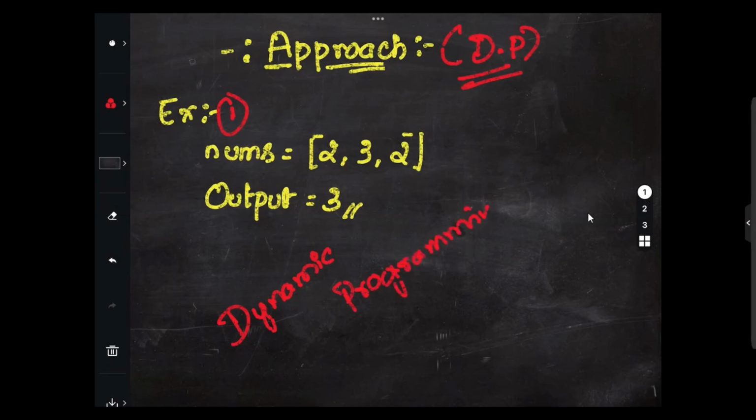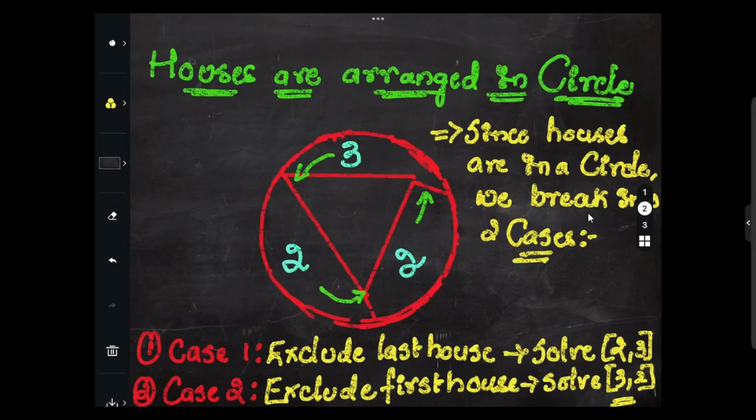The question that I have considered is the first one that they have given, so that it will be easier to understand. We have three houses here, right? This is index 0, this is index 1, and this is index 2. The values are 2, 3, and 2, and the houses are circular. So the output we have to get here is 3. Let's move on with the first step.